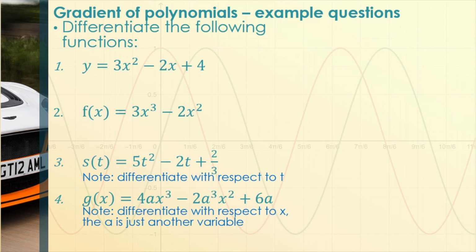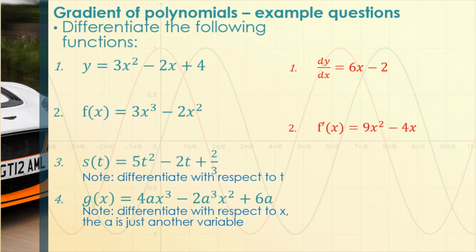The answer to number 1, dy by dx is equal to 6x minus 2. Just to go through this, we have 3x squared. If we differentiate x squared, we get 2x, times 3 becomes 6x. If we differentiate minus 2x, if we differentiate x, we get 1. So minus 2 times 1 becomes minus 2. If we differentiate 4, we get nothing. Question 2.